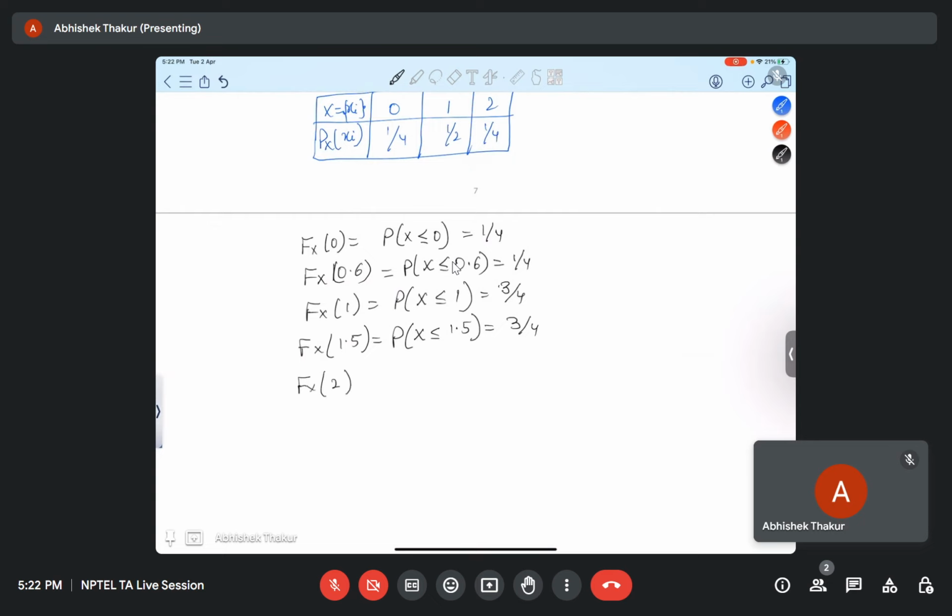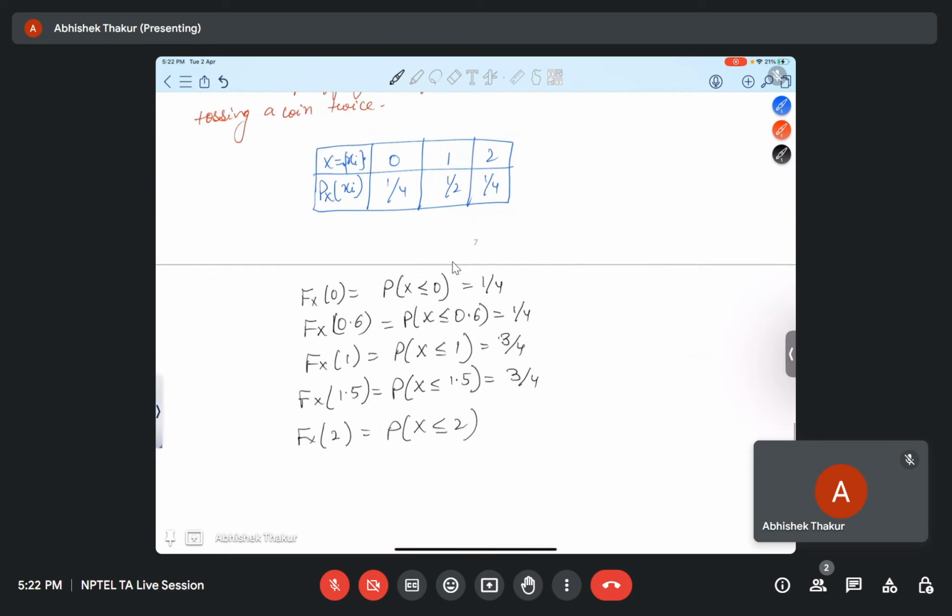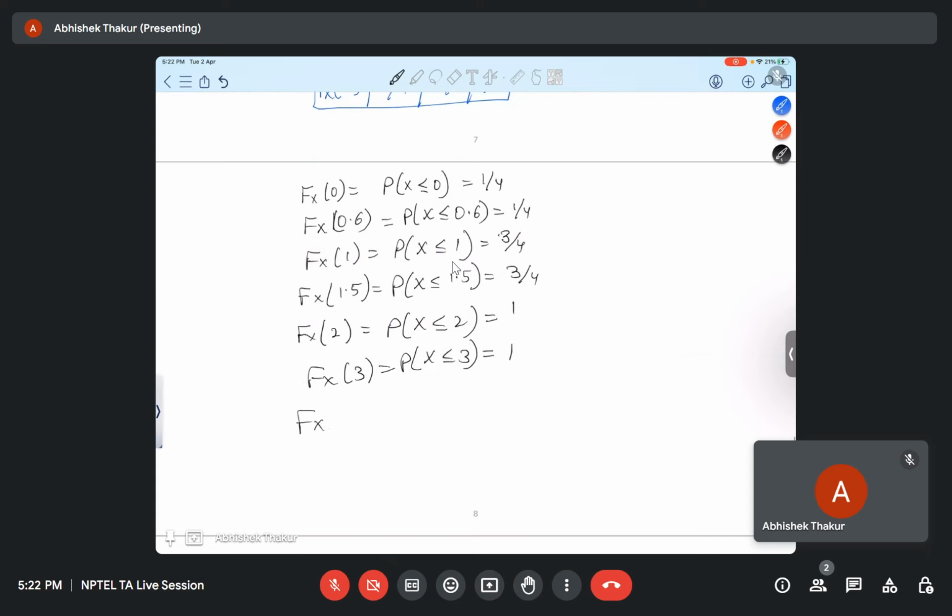So F_X(2) is equal to the probability of X less than or equal to 2. Now all the values of X come up to X less than or equal to 2, so the probability will be the addition of all these three terms. So this will be 1. And again, if you take F_X(3), this is the probability of X less than or equal to 3, so again this will be 1. Similarly, F_X(infinity) is equal to the probability that X can take values up to infinity. This is equal to 1. Okay. So in this way, we can construct the probability distribution function.